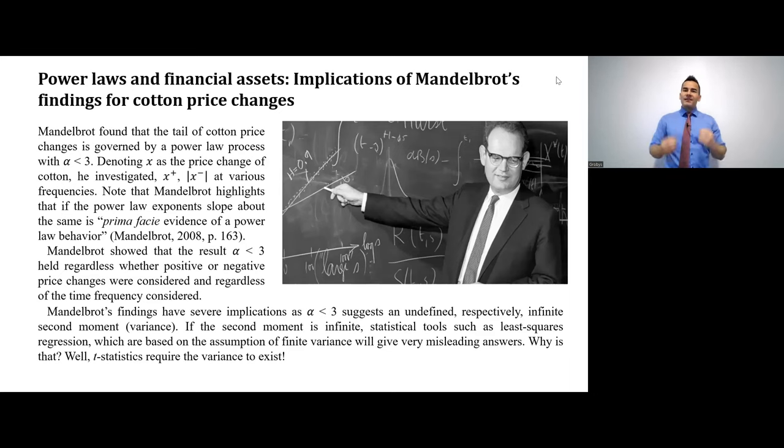Mandelbrot's findings obviously have severe implications, because a power law exponent less than 3, as we have seen, suggests an undefined, respectively infinite, second moment. And if the second moment is infinite, standard statistical tools such as OLS regression, which are obviously based on the assumption of a finite variance, will give very misleading answers. This is also noted by Eugene Fama, who was a doctoral student of Benoit Mandelbrot.